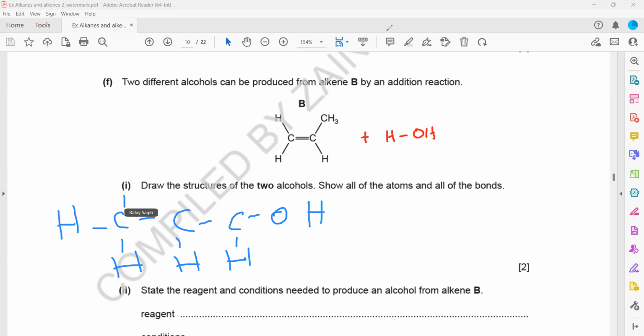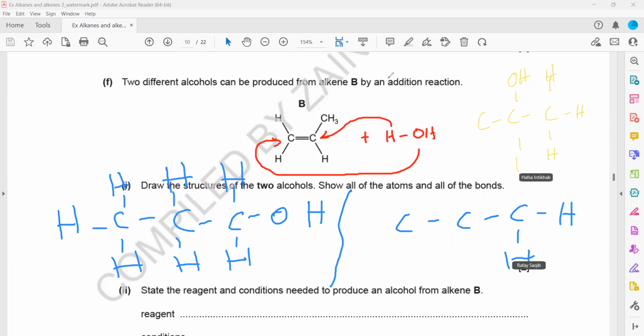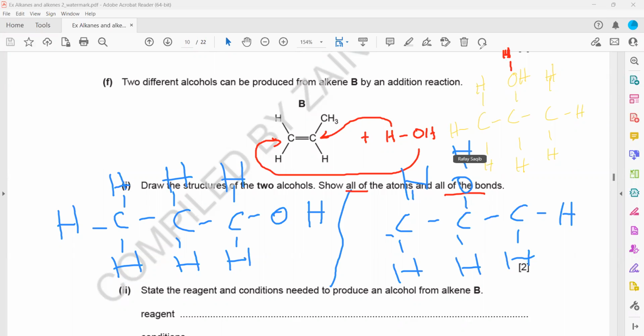Or the second possibility: the OH might be attached to the first carbon and the H attached to the second carbon. So we have to draw two different structures, just changing the position, OH attached to the first carbon and OH attached to the second. See, they mention show all the atoms and all the bonds, so even for OH you should show the bond, like this. So this is one, with OH on the second position, and you can also draw OH on the first position.